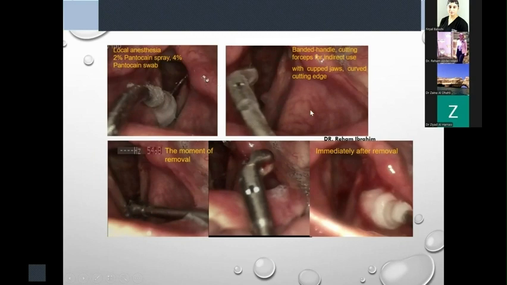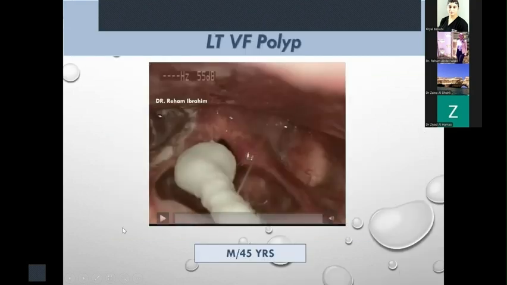I use a bended handle cutting forceps with cup jaws and a curved cutting edge. And this is the moment of removal. And this is immediately after removal. And now let's see the video. This is not edited. This is usual speed.